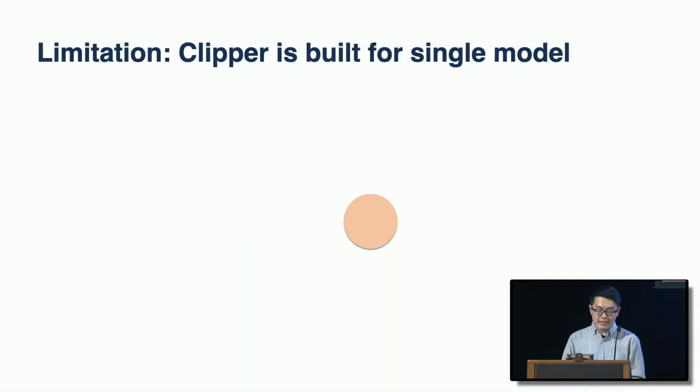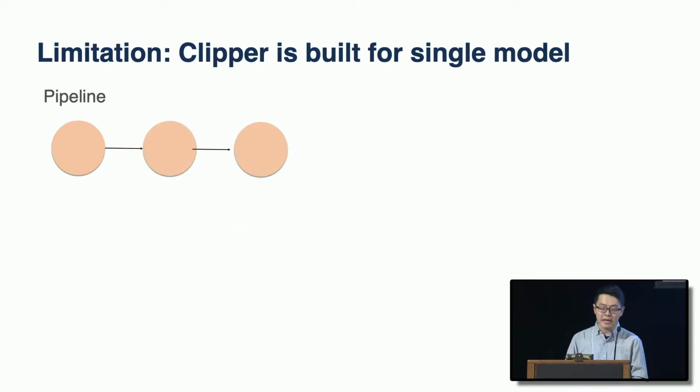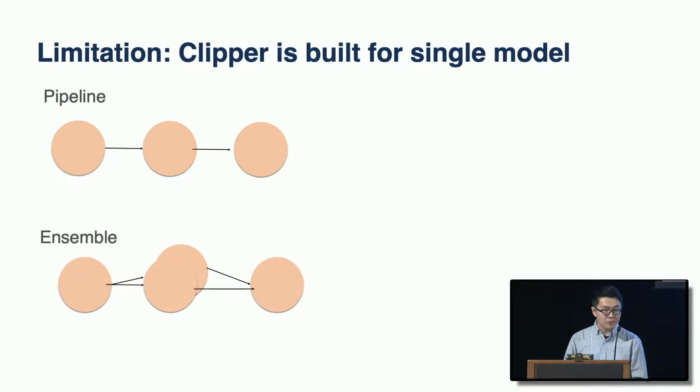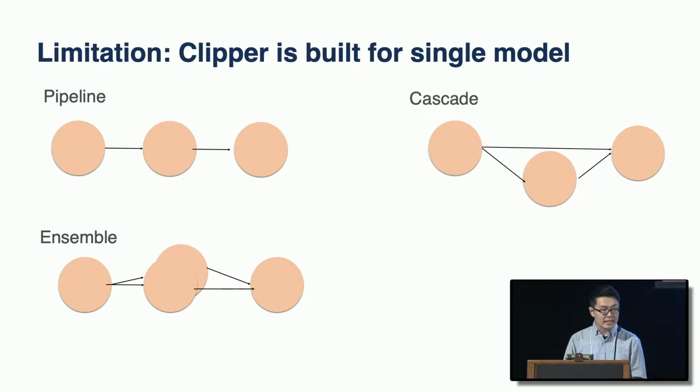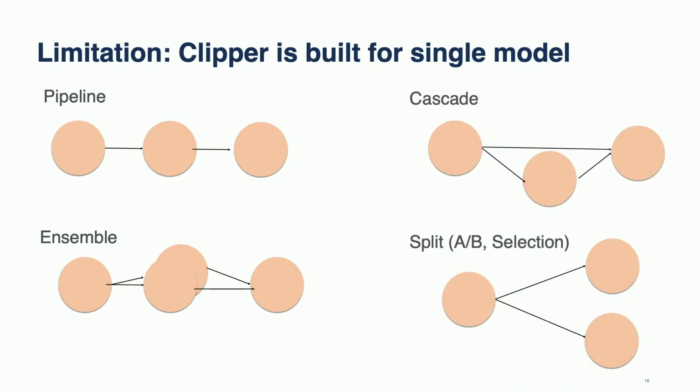Now I want to talk about the second limitation of Clipper. That is, Clipper is built for a single model. This dot right there is a single model. But what we found out in actual production is that models actually work inside a pipeline. These pipelines are composed of many different models. For example, you have featurization first, and then you feed it to a downstream model. This pipeline can take many forms, including ensemble, cascade, and different split policies, where you have A/B testing, selection policy, or even just splits among different versions of the model.